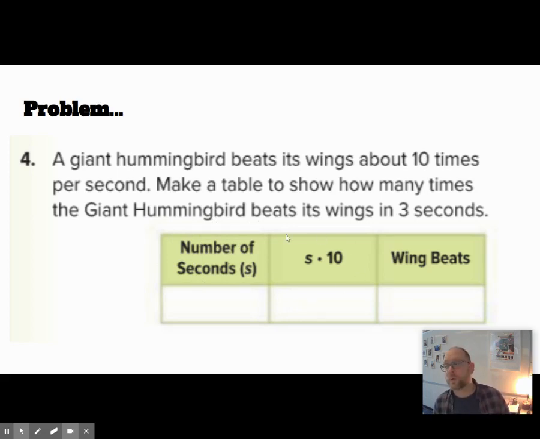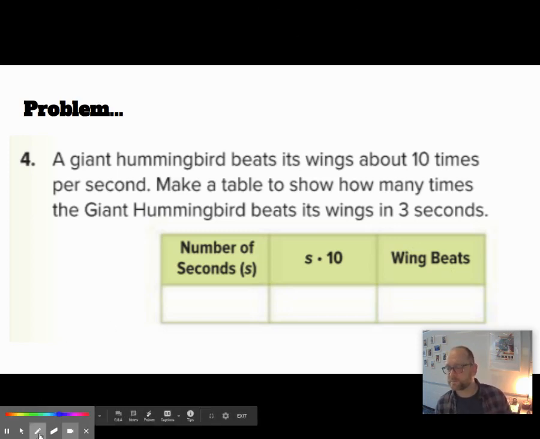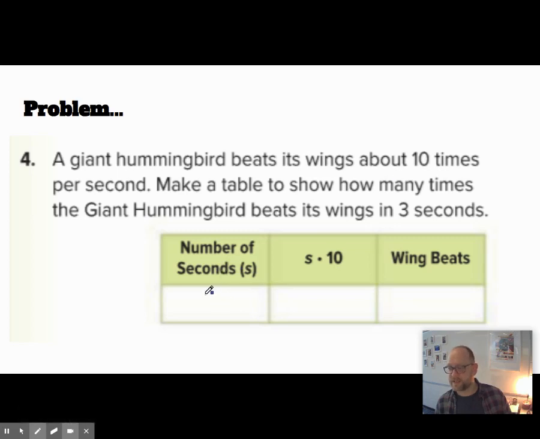We have our function rule right in the middle. So we're going to take that independent variable and multiply it by 10, since it's 10 times the number of seconds. And then that will give us our dependent variable or our output, which will be the number of wing beats. So in this case, we would take the number of seconds, which is 3 seconds we want to know. So we're going to plug the 3 in for our s, so 3 times 10. And of course, 3 times 10 will give us our answer of the number of wing beats. It would be 30. Easy breezy, right?